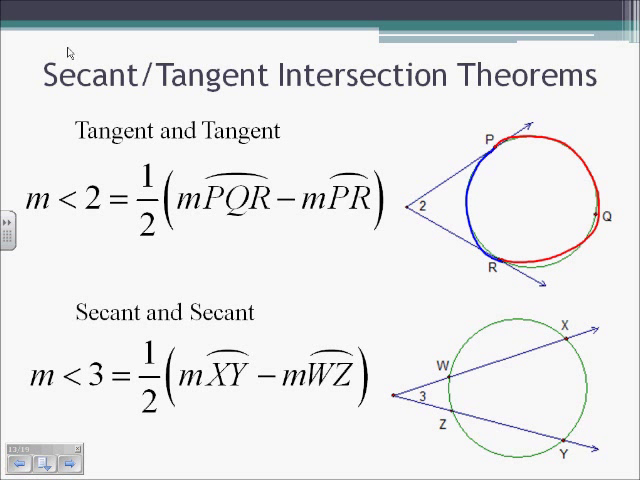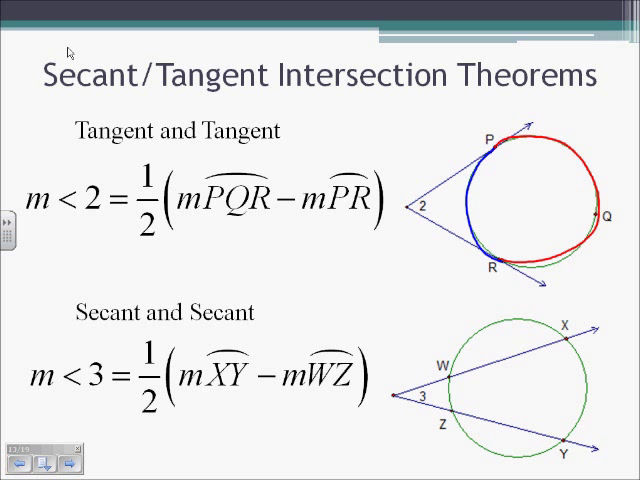Again, when we have a secant and a secant, same formula. Our angle outside of the circle is going to equal half of the difference of the two arcs created. So we take the far arc, which is going to be XY, and we subtract off the smaller intercepted arc, which would be WZ.